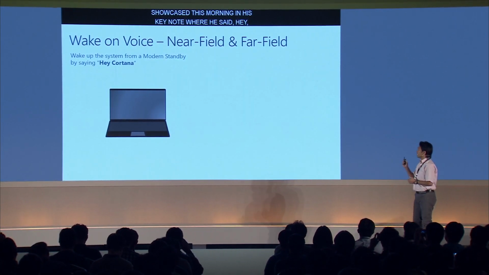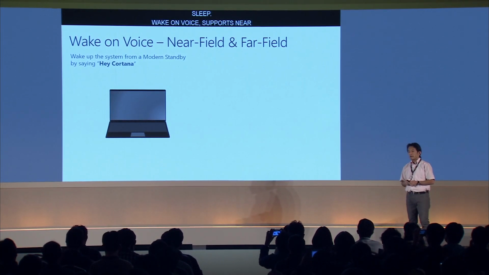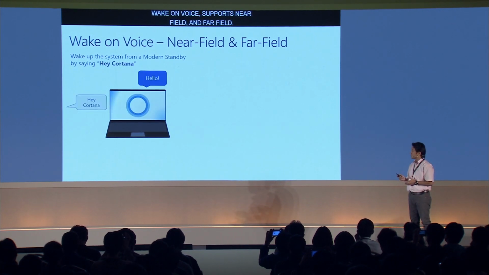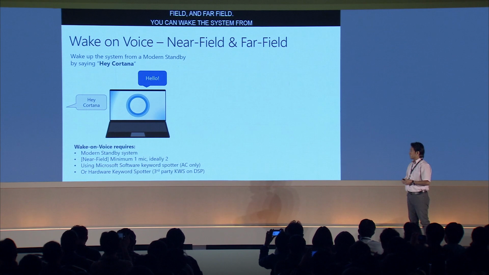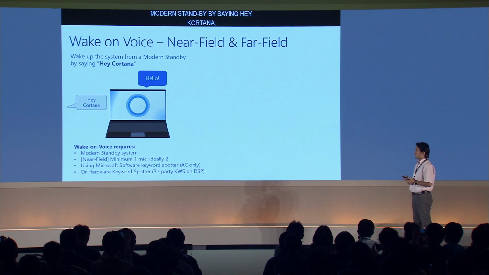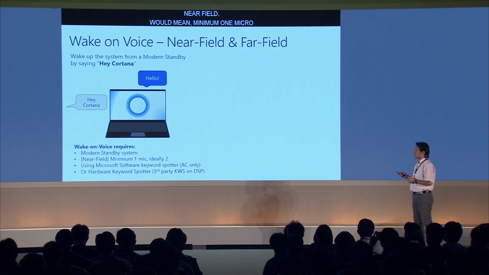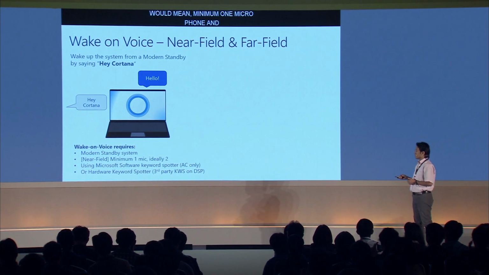Wake on Voice supports near field and far field. You can wake the system from modern standby by saying, "Hey Cortana," like this. Wake on Voice requires modern standby system. It needs to be modern standby system. Near field would need minimum 1 microphone, and ideally 2. It can use Microsoft Software Keyword Spotter, which is only supported on AC, or Hardware Keyword Spotter, which will be enabled by third-party Keyword Spotter on DSPs.